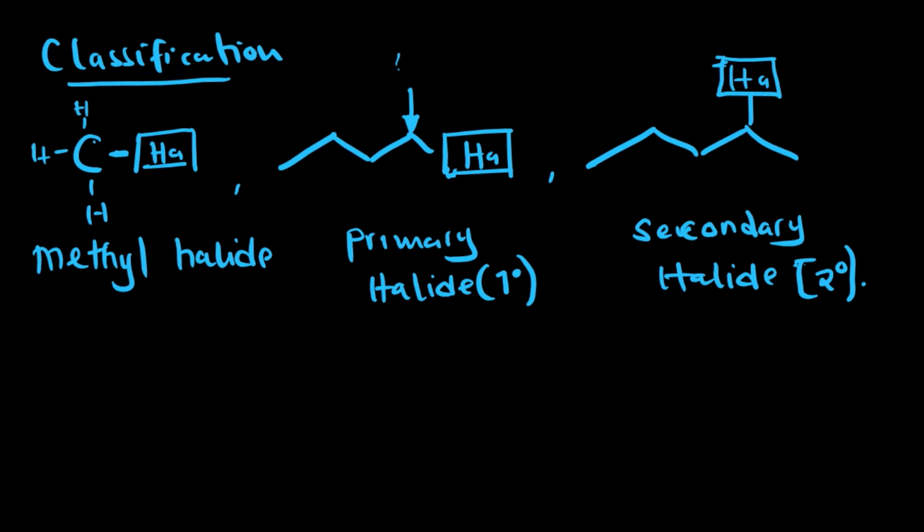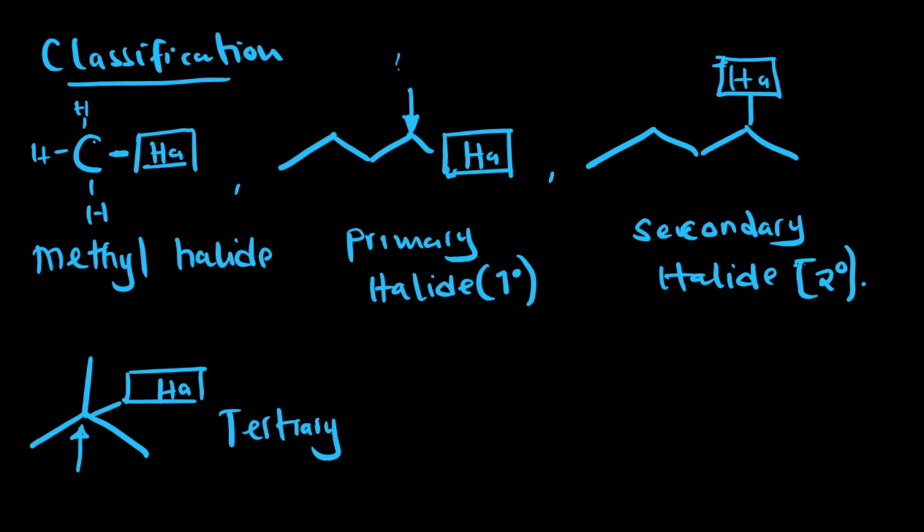Then last but not the least, we have what we call a tertiary halide. In a tertiary halide, the halogen here is attached to this carbon here. This carbon here is a tertiary carbon. Why? Because this carbon here is attached to 1, 2, 3 carbons. So this is a tertiary halide, which is 3 degrees. Those are the classifications of alkyl halides.